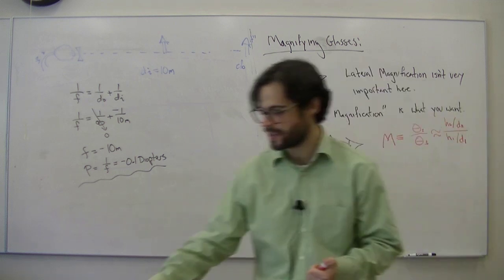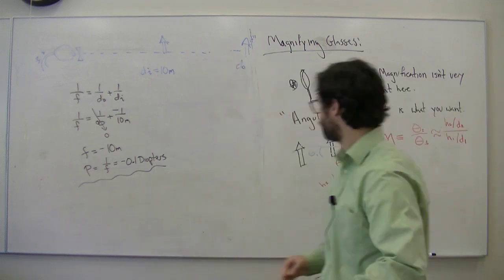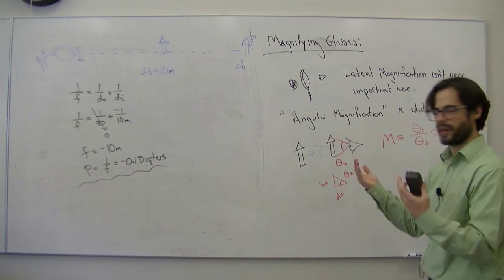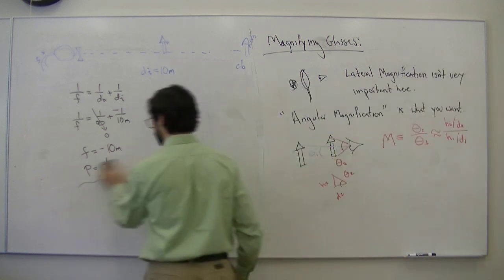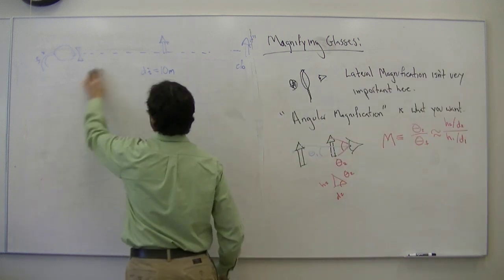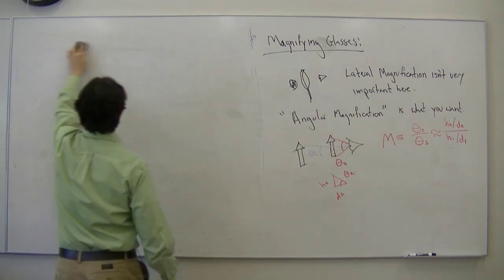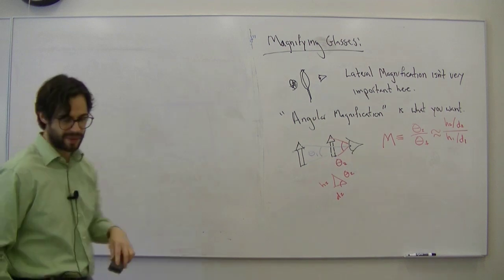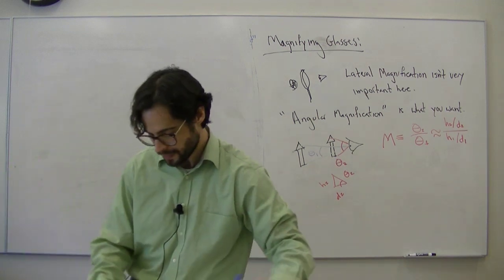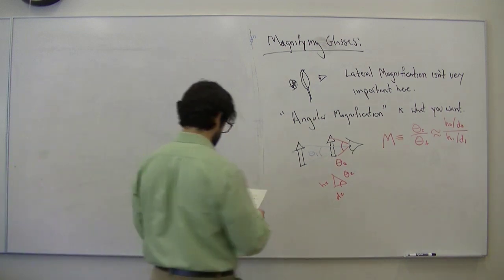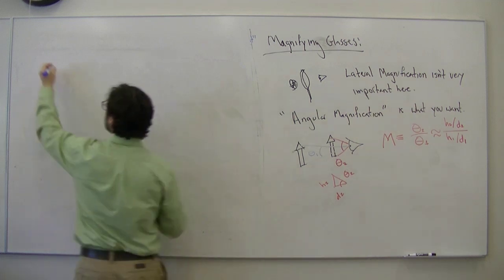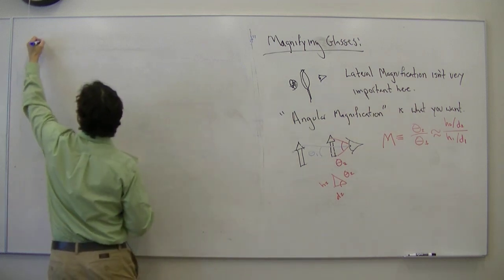So angular sizes are, for instance, why the sun and the moon appear to cover each other during an eclipse. It's certainly not the case that the sun and the moon are the same size, but they have the same angular size. They subtend the same amount of space on the sky. So I'll just say this without proof and draw a little picture. This is kind of important.